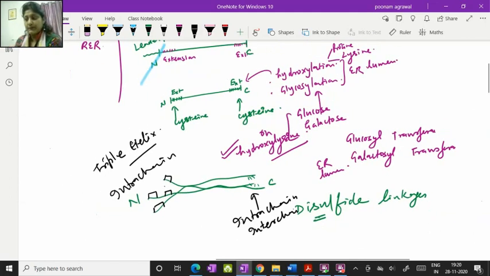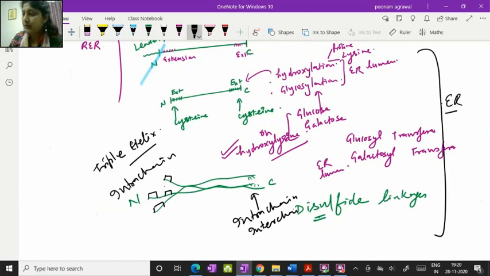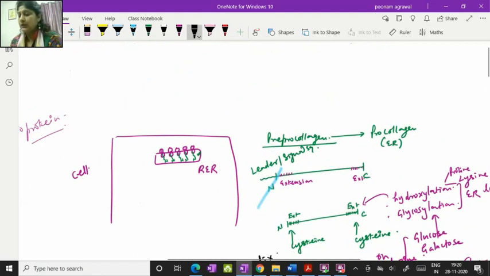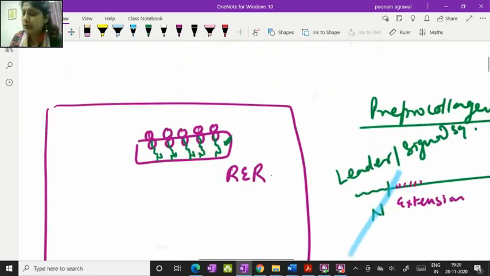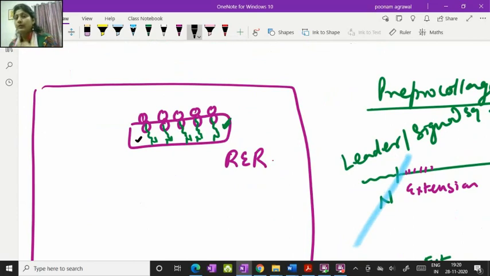So now, what you have seen, all these processes are occurring where? In the endoplasmic reticulum lumen. So pre-procollagen, which has come to the ER lumen, is undergoing many modifications. I repeat: first of all, the leader or signal sequence is removed. Then there occurs hydroxylation followed by glycosylation of specific residues. Then three procollagens come together and make interchain as well as intrachain disulfide linkages, which assemble them in the triple helical pattern. Once this triple helix is formed, it is passed on to the Golgi apparatus.